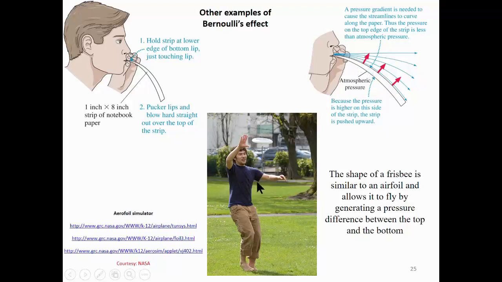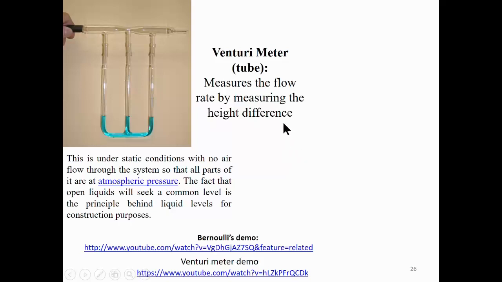Same thing with the frisbee, and you can try on your own. Actually get a piece of paper and try to blow, and you will see the paper gets lifted up. And the same thing applies with the frisbee, because the frisbee has some aerodynamic design, airfoil design, and it's the same thing as the airplane wing. And there are many examples.